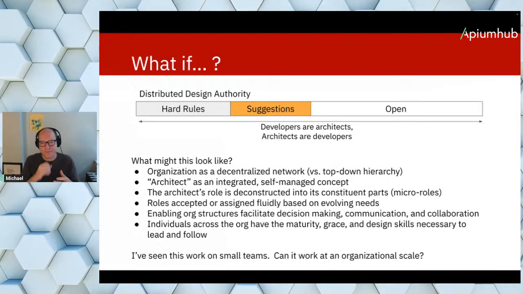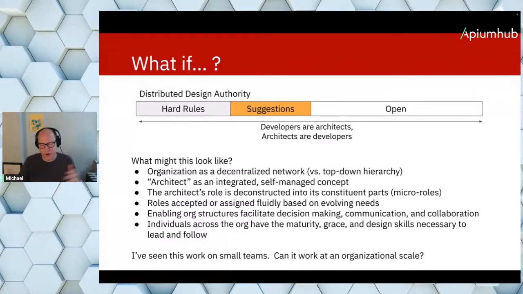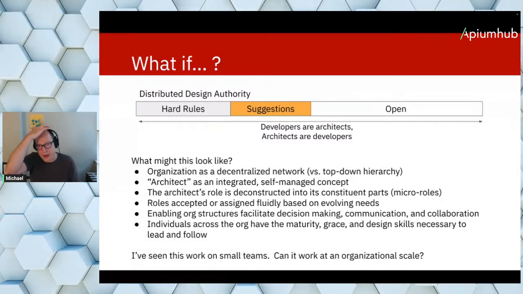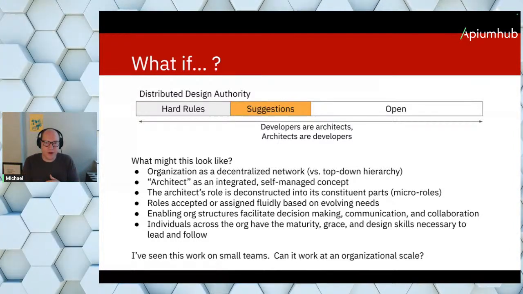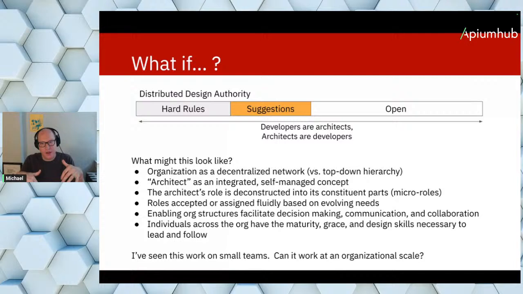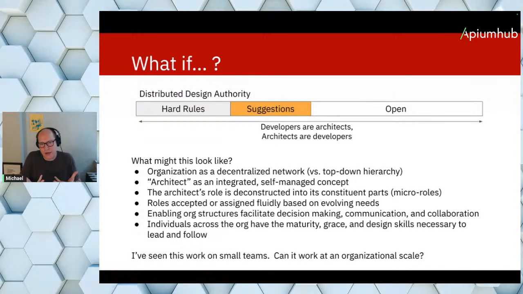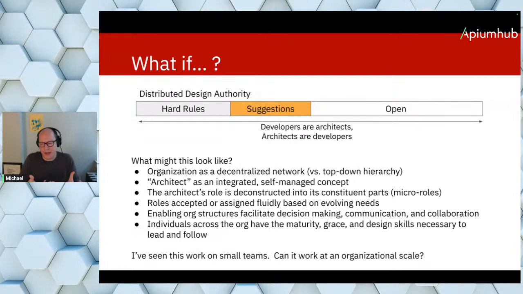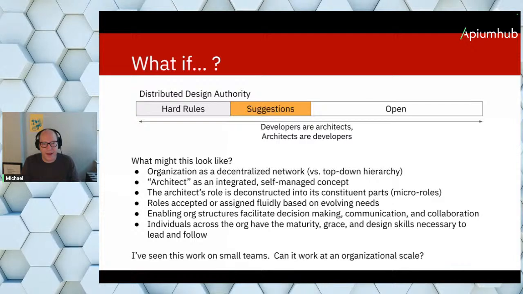But what if it was developers everywhere? Developers are the architects are the developers across the board. Is that even possible, right? So with this kind of a thing, instead of looking at the organization as a hierarchical, top-down approach, we need to be thinking about things in terms of decentralized networks, right? So kind of a mesh of architects in a way.